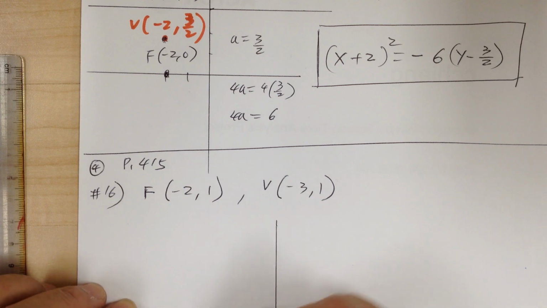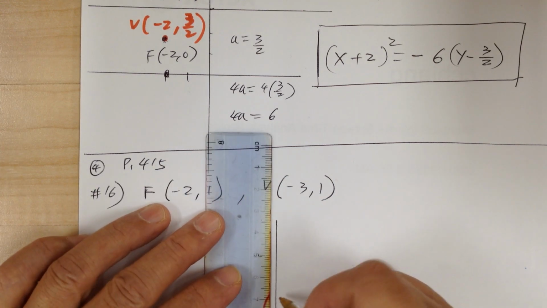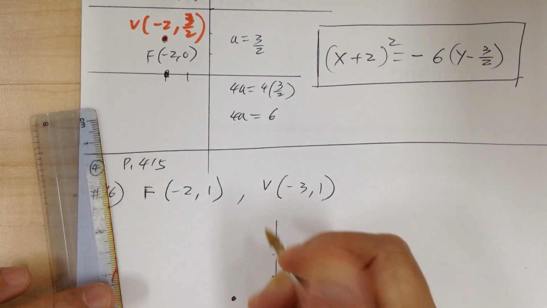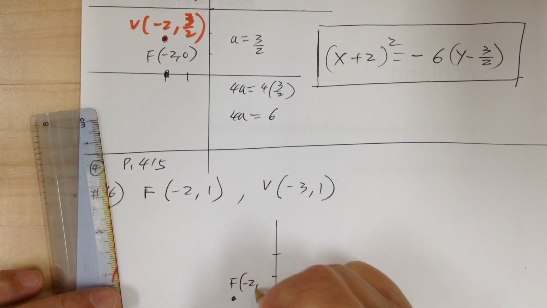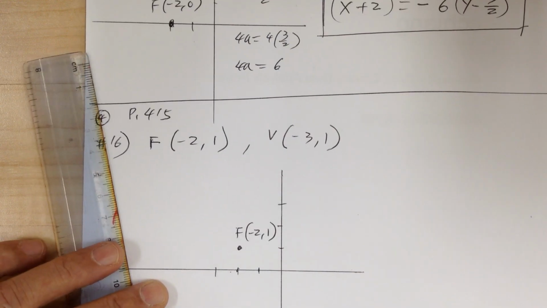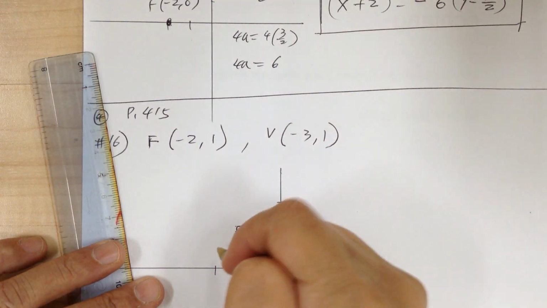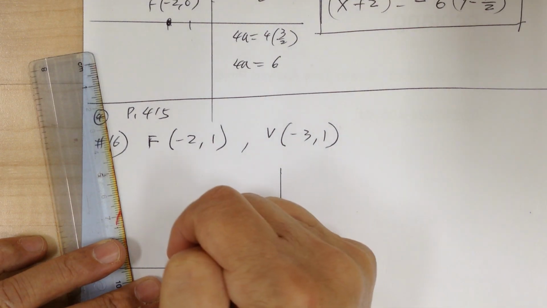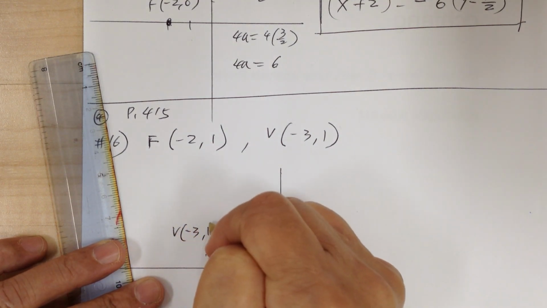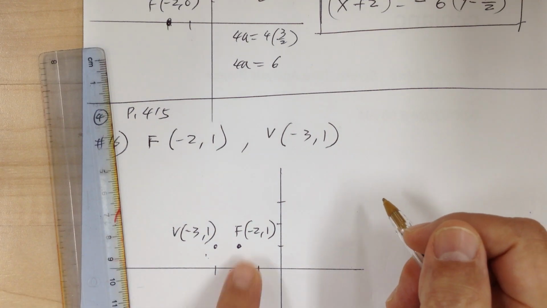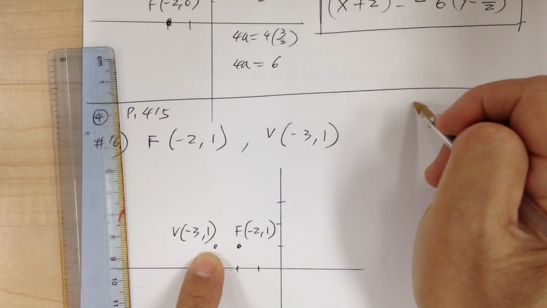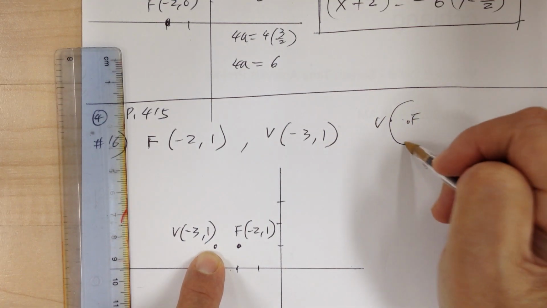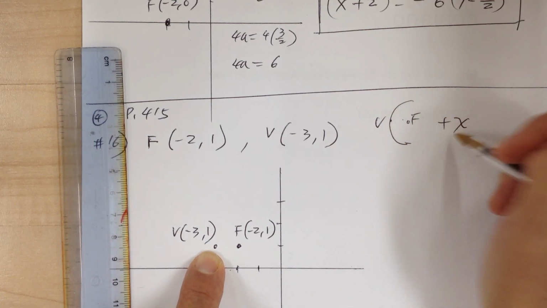So here's your (-2, 1), right over here. That's the focus, (-2, 1). You can write things down so it helps you visualize. And this is the vertex, at (-3, 1). The focus is over here, the vertex is over here. That means the graph is going to go this way, because that's the vertex and that's the F. So this is going to be in a positive x direction.